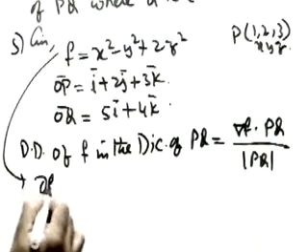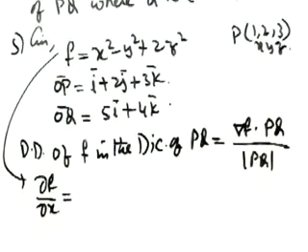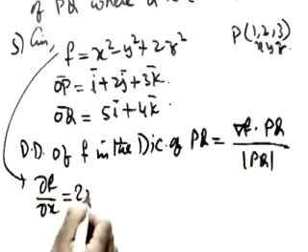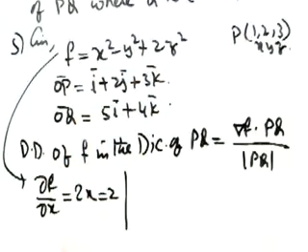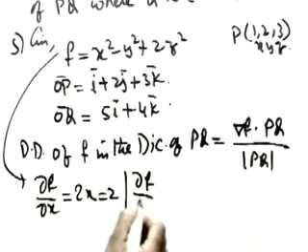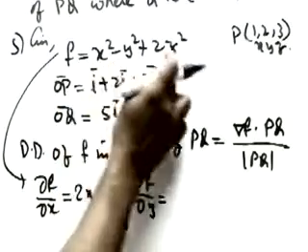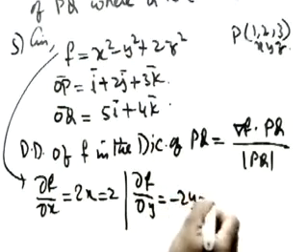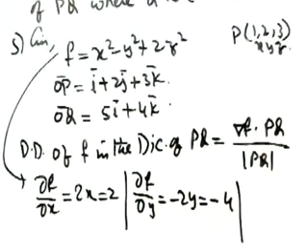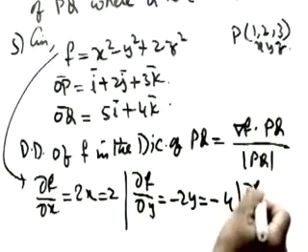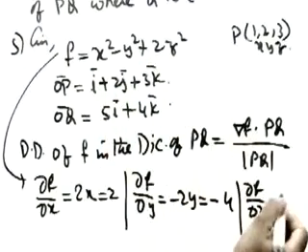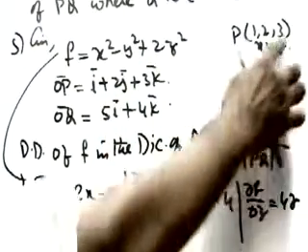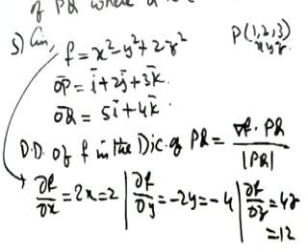Now for del f we have to find ∂f/∂x. With respect to x, x² gives 2x. We don't have x elsewhere, so 0. The x value is 1, so 2 ones are 2. Now ∂f/∂y with respect to y: this is 0, this is 0, minus 2y, and 2 twos are 4, so −4. Now ∂f/∂z: 2z² gives 4z, and z is 3, so 4 threes are 12. Now we got del f.